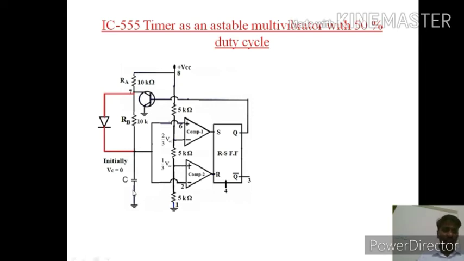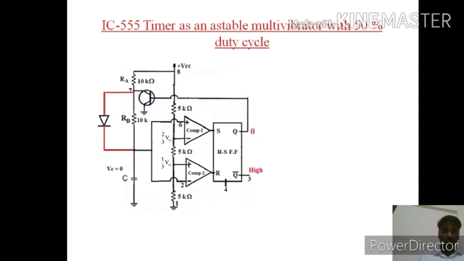Initially, when the power is just switched on, there is no charge on the capacitor, so the voltage across the capacitor is 0, and we assume that initially Q is 0. When Q is 0, the base of the transistor becomes low. As the base of the transistor becomes low, this transistor is as good as if it is not connected. So this is not conducting.